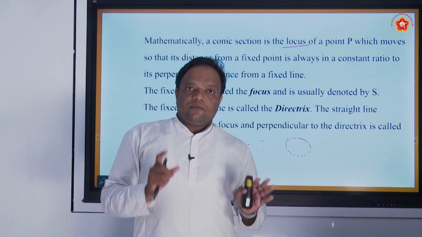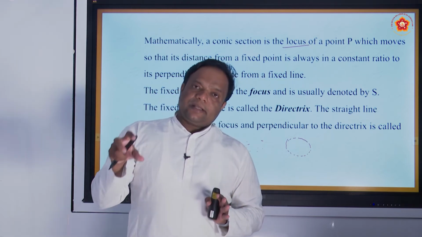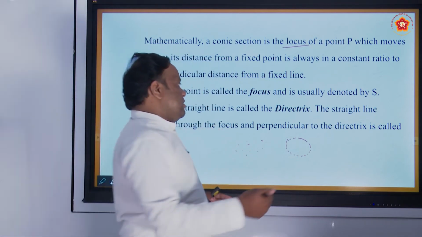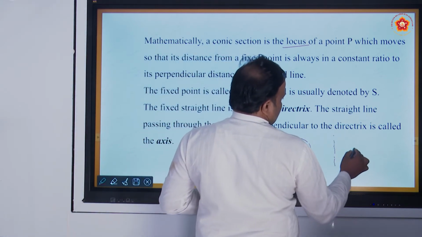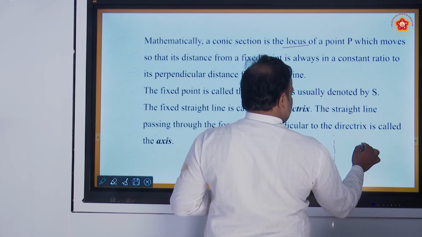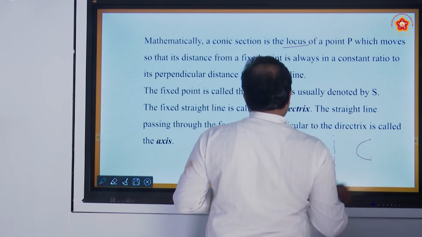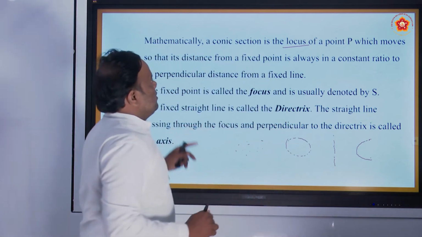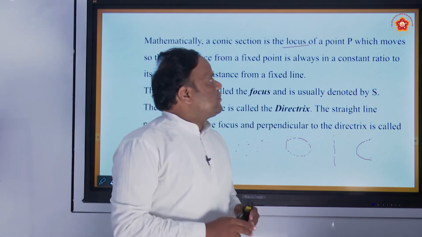Locus is nothing but a group of points that satisfy some geometrical condition or conditions. Again, this is a locus because all the points form a straight line. Again, this is a locus because this is a parabola. So mathematically, a conic section is the locus of a point P.